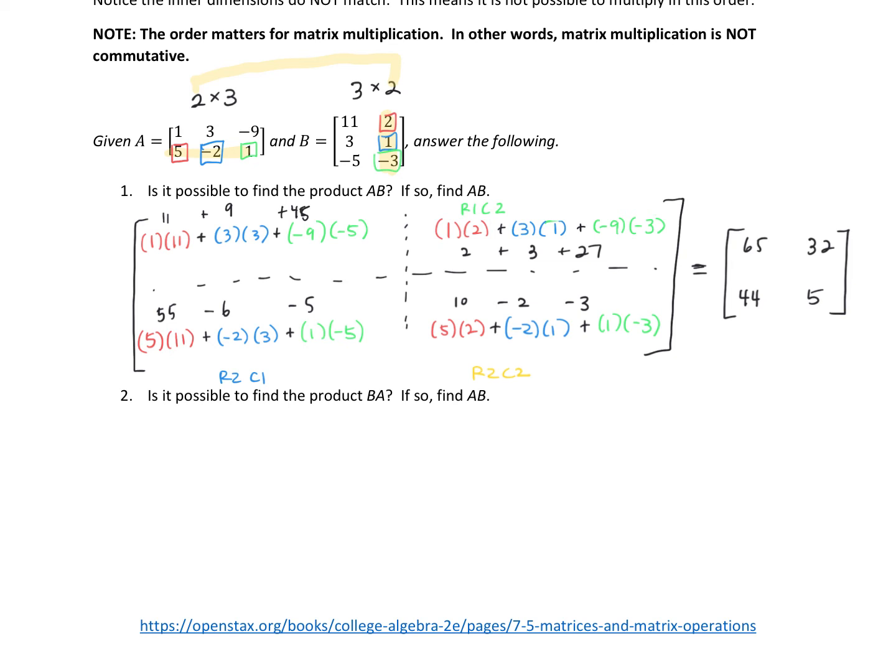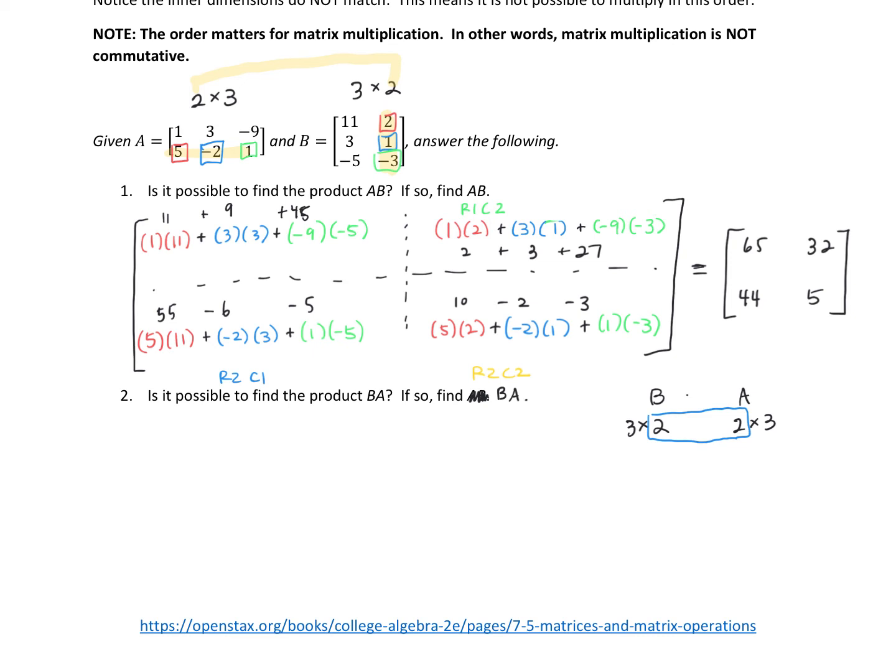Let's look at the next one. The next one asks, is it possible to find the product BA? If so, find, oh, it says AB again. It should say BA. I don't want you to find AB again. Find BA. All right, so let's check. B times A, we have B is a 3 by 2 matrix, and A is a 2 by 3 matrix. So the two inside dimensions match. That means it is possible in this case to multiply B times A.